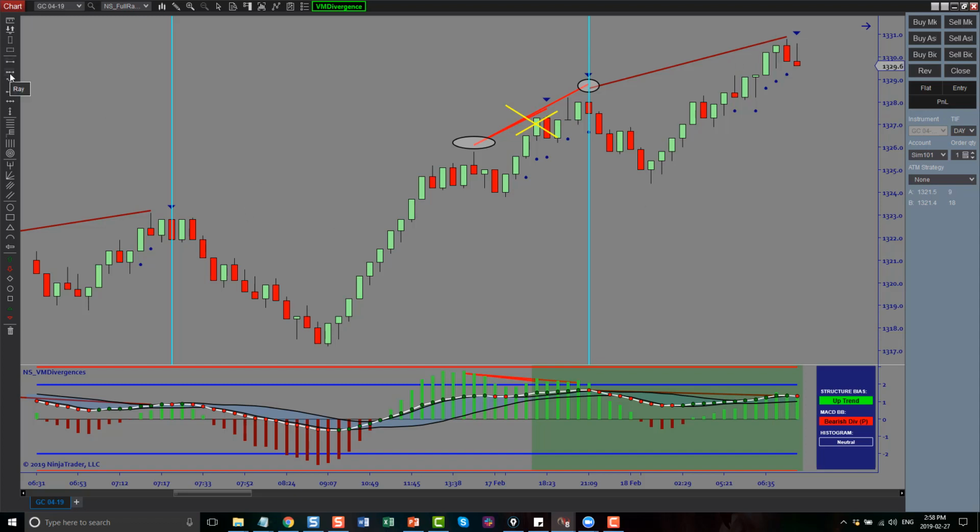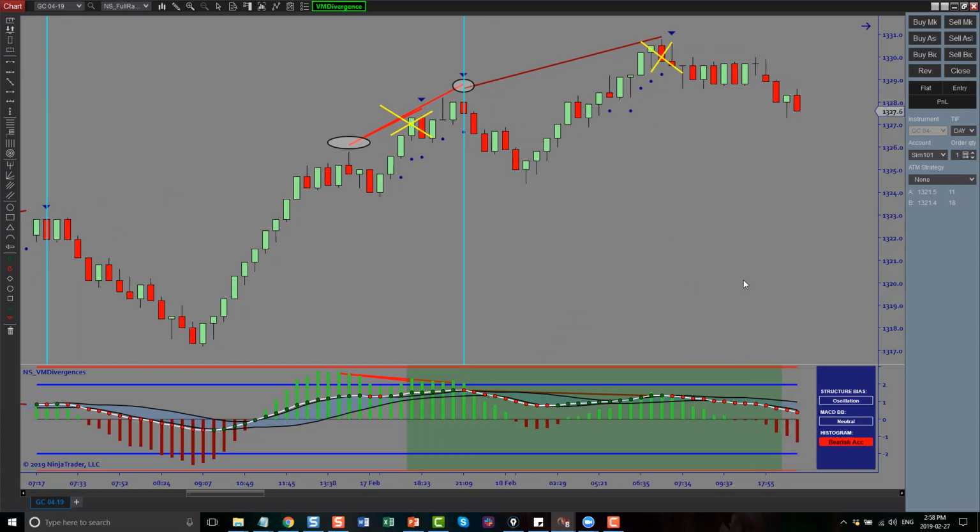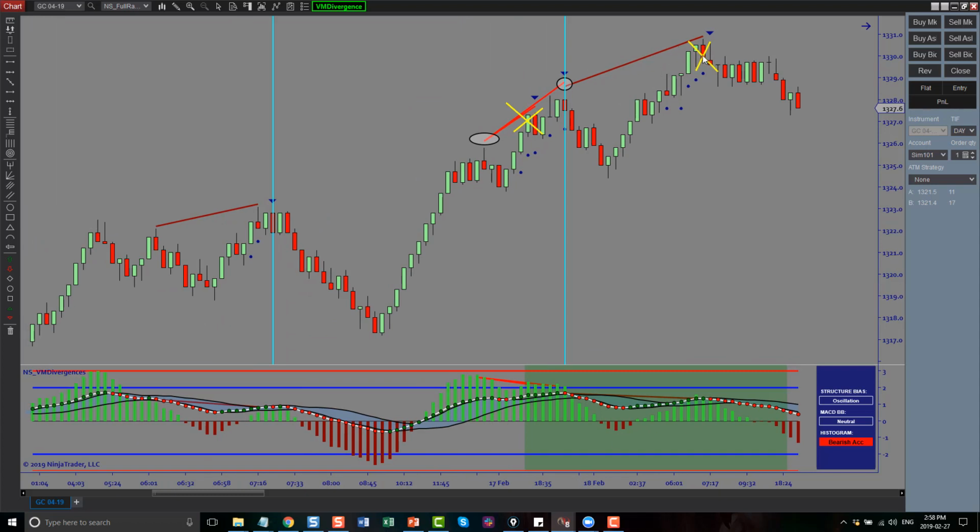And the reason for that is because that's the first divergence signal in an uptrending market. Even if it worked, doesn't matter. The rules are in place for a reason. We don't know that that freight train is going to stop there.